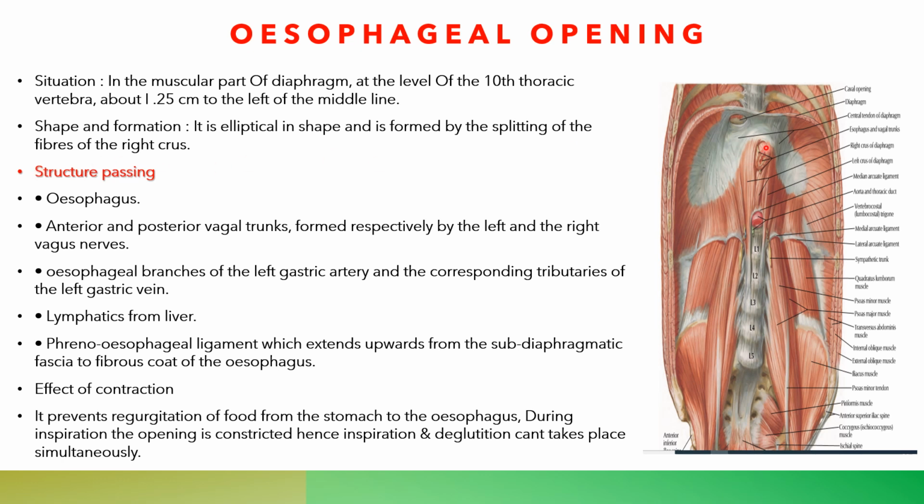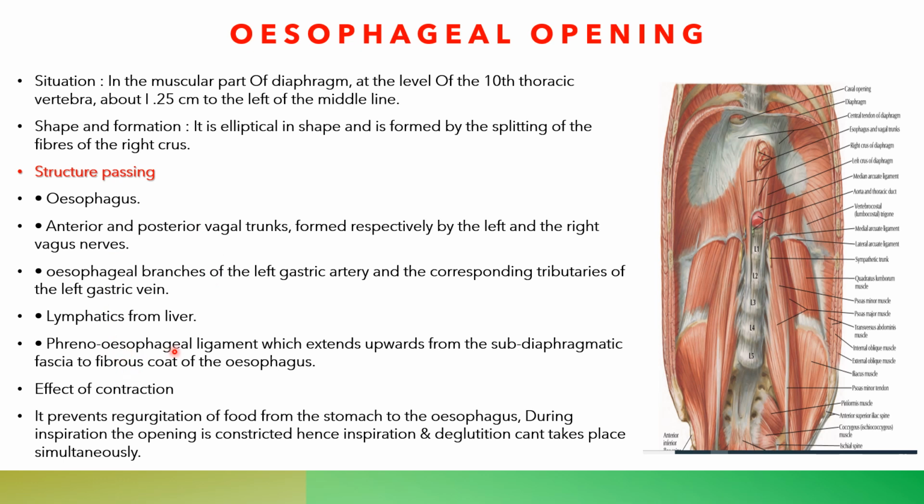Now what are the structures passing through the esophageal opening? Number one, esophagus, which is a major structure passing through the esophageal opening. Number two, anterior and posterior vagal trunks formed respectively by left and the right vagus nerves. Then esophageal branches of the left gastric artery and corresponding tributaries of the left gastric vein, and lymphatics from the liver pass through the esophageal opening.